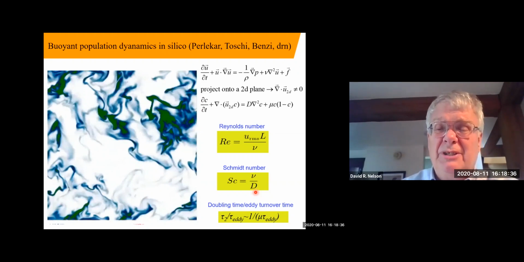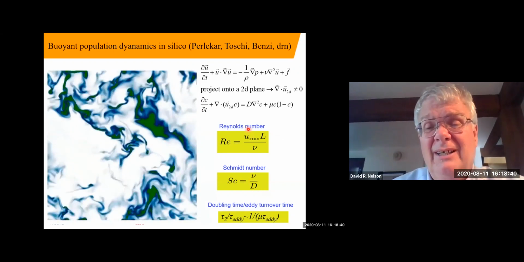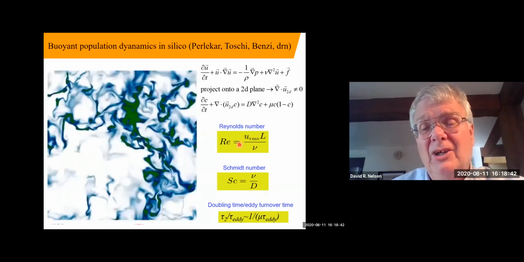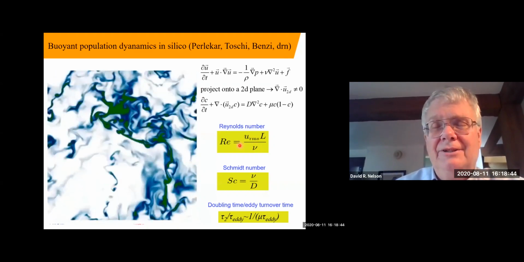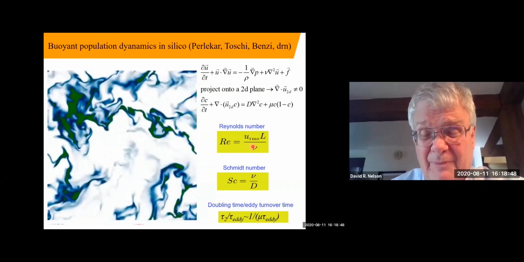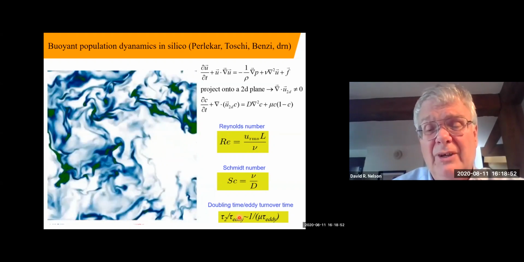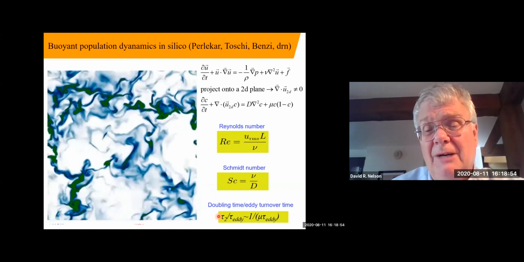This Schmidt number is typically small. There's, of course, a Reynolds number that comes into play. We'd like it to be large. We can't get it to be 10 to the 8th with current computers, but we can get it to be 10 to the 5th. And then the other dimensionless time is the ratio of the doubling time.